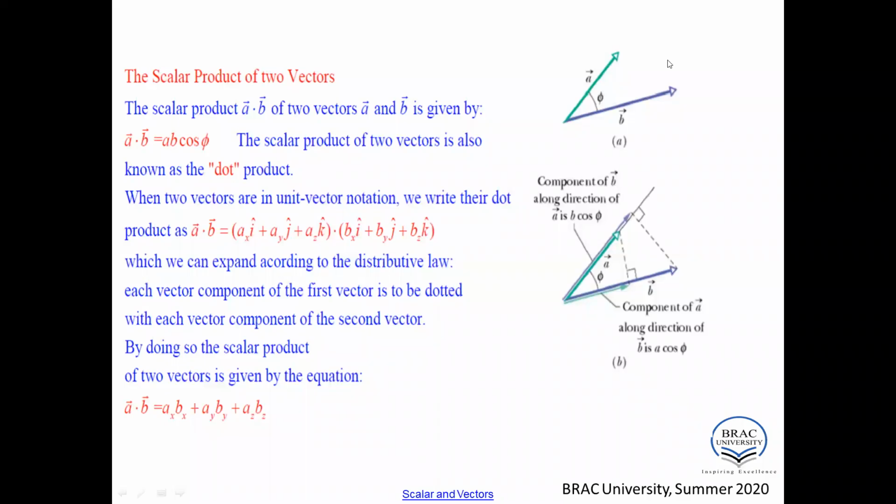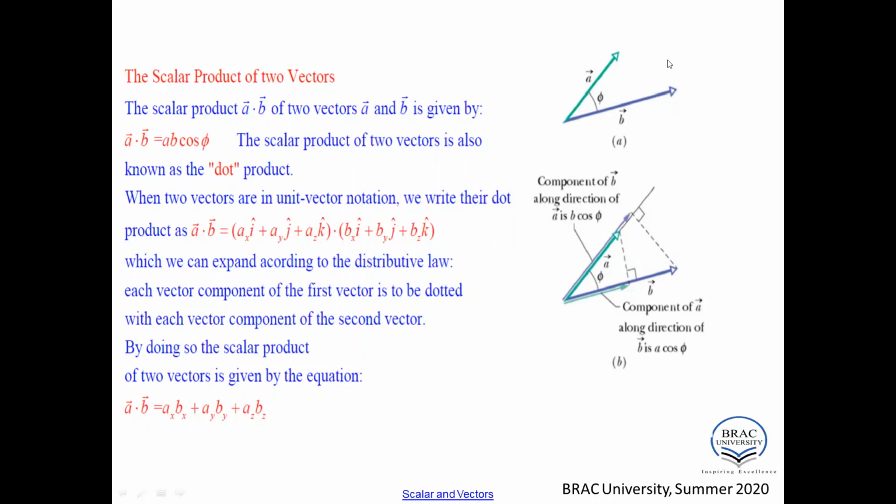The scalar product of two vectors and the cross product of two vectors. We can multiply two vectors in two ways. One is the scalar product or dot product, and another is the vector product or cross product. Now start with the scalar product.